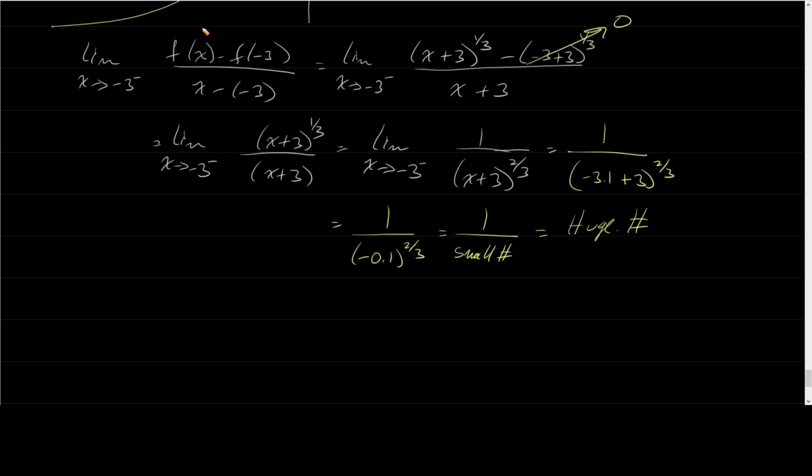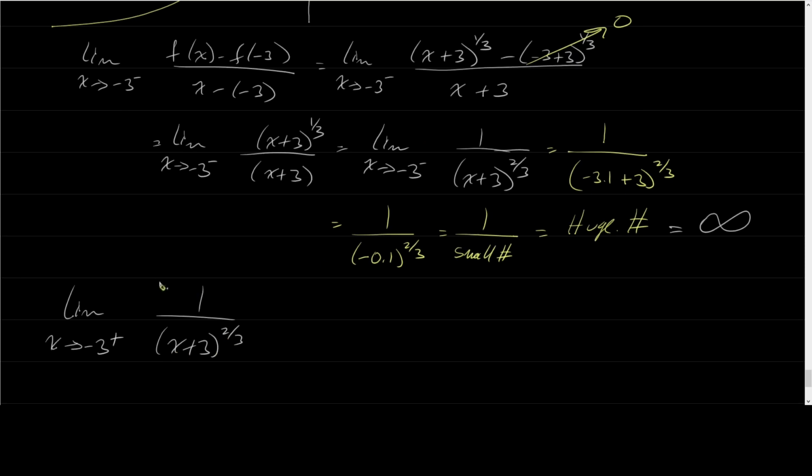But the idea here is that this actually goes to a huge number. So what we can actually say is that this goes to not 0. 0 is not huge. It goes to infinity. All right. Now let's see what happens on the other side. The limit as x goes to -3 from the right of this same stuff, I'm just going to go ahead and skip to the simplified version. So 1 over x plus 3 to the 2/3.